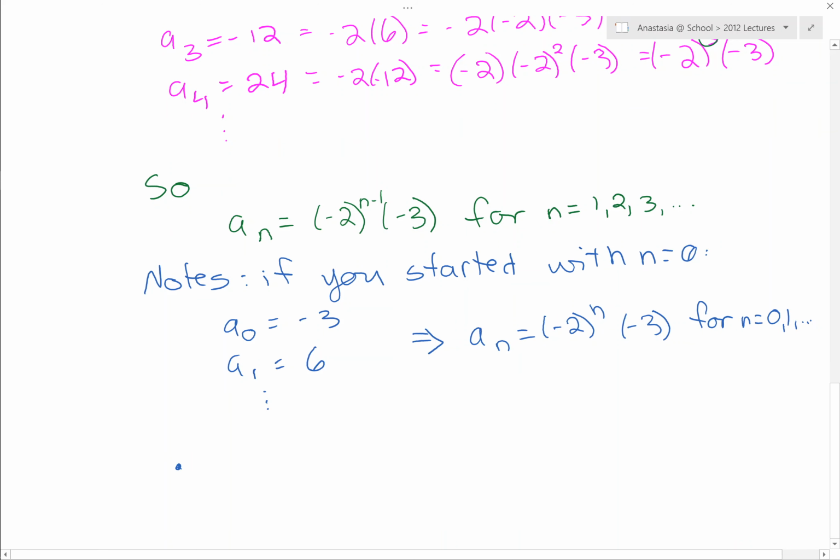Another option, if you factored the numbers more.